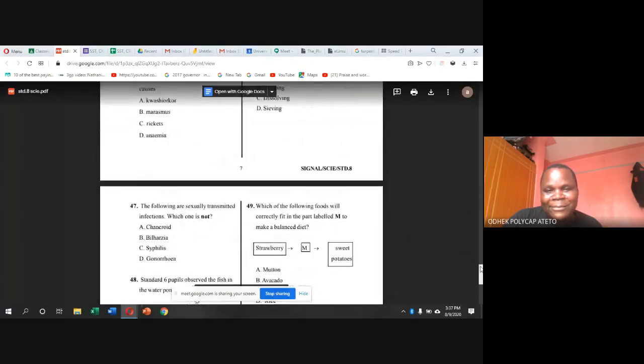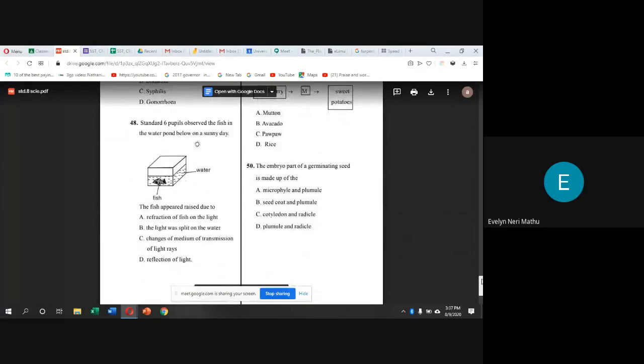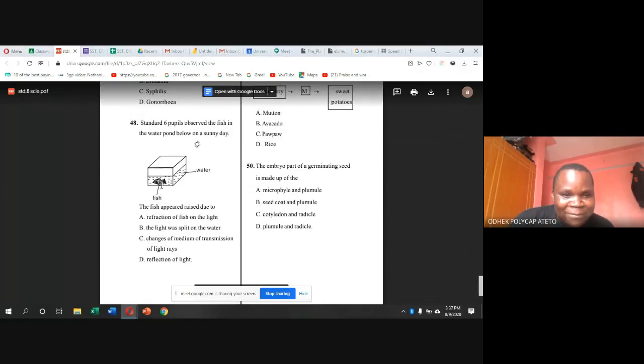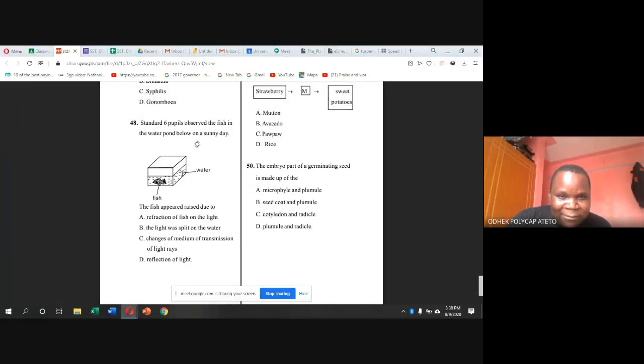Next, number 48. Okay, this is the fish, then this is water, and you are observing the water. The fish appeared raised due to apparent depth, that is refraction. So that is refraction of light, not refraction of fish. Some people picked A because they just know it's a refraction. So it's not refraction of fish, but refraction of light, and therefore you go with C. That is change of medium of transmission of light.